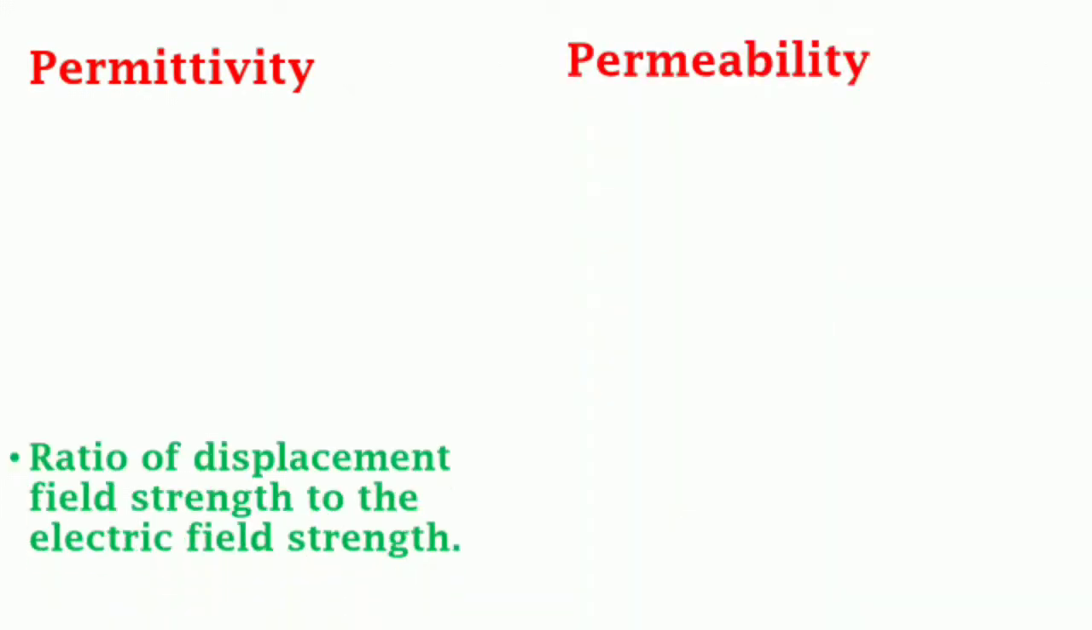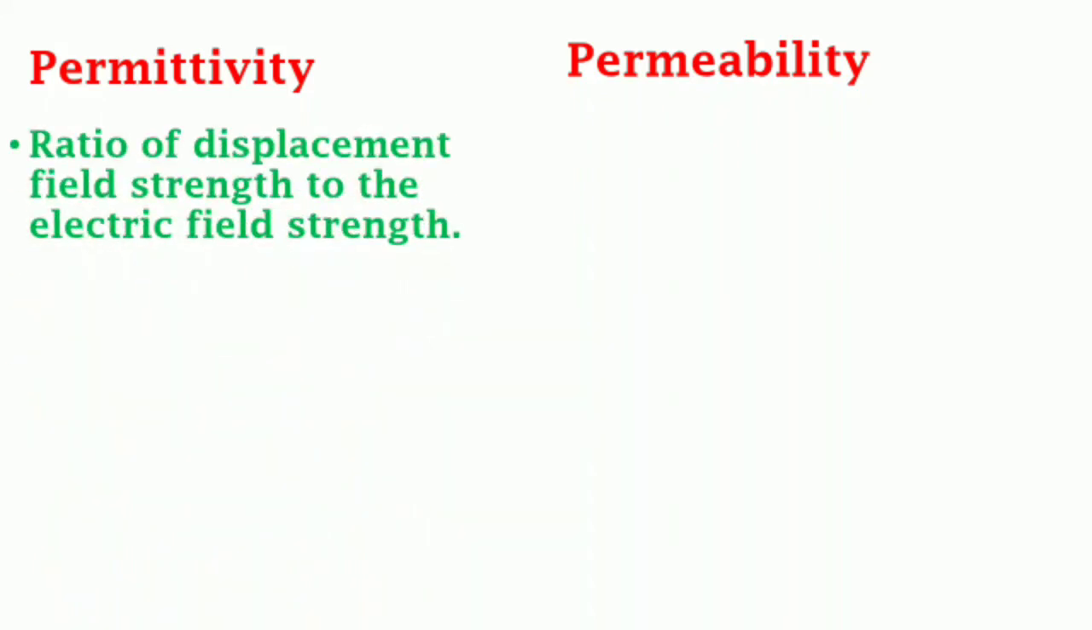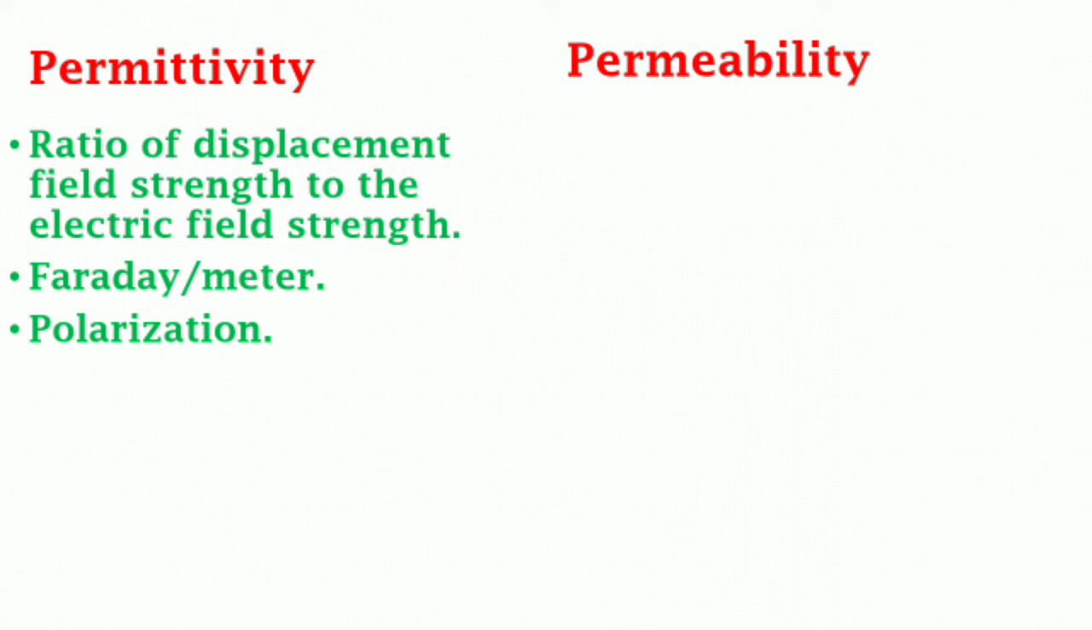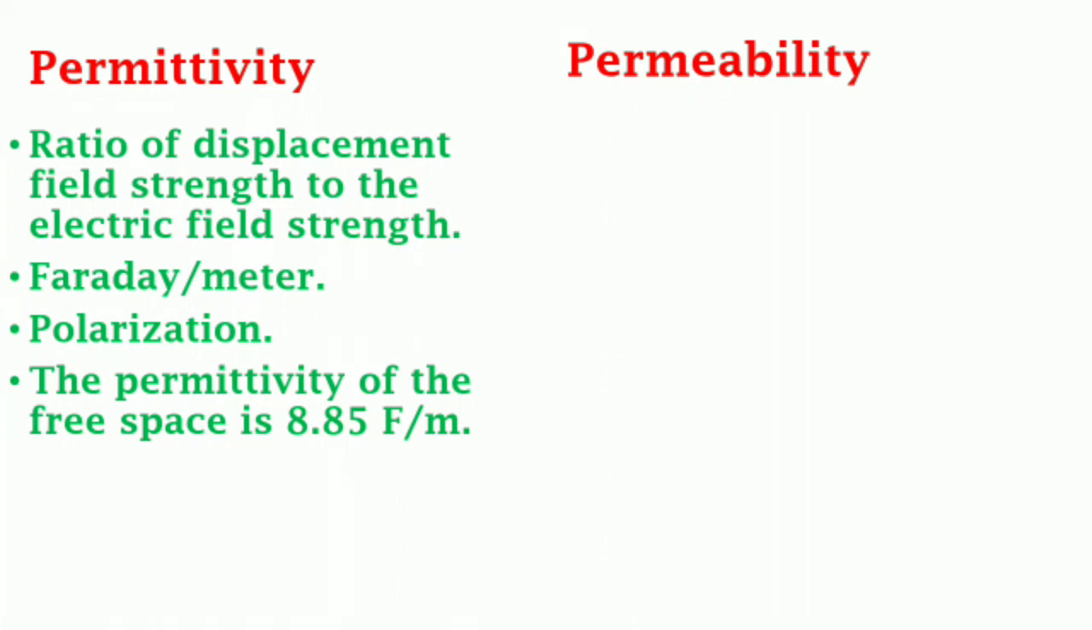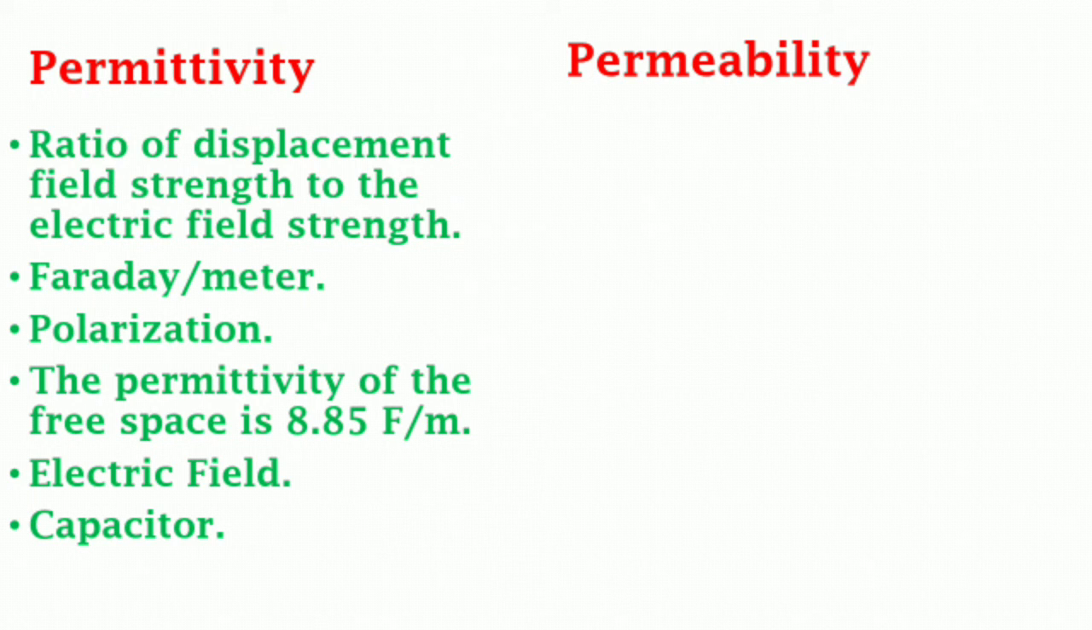Now, what are the more comparisons? Permittivity is the ratio of displacement field strength to the electric field strength. Its unit is Farad per meter. Its work is polarization. The permittivity of free space is 8.85 times ten to the power minus twelve Farad per meter, and it is the term of the electric field and it is used in capacitors.